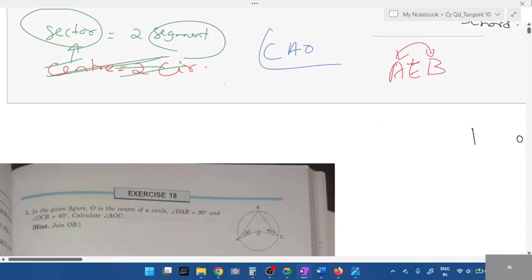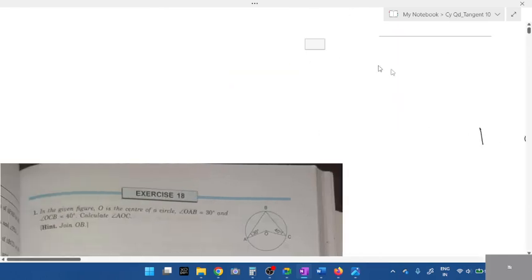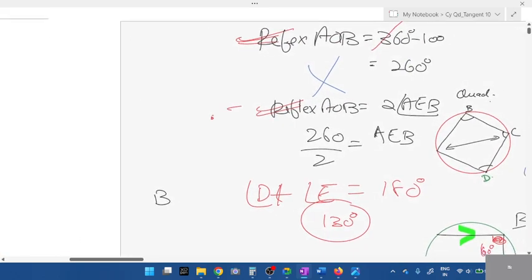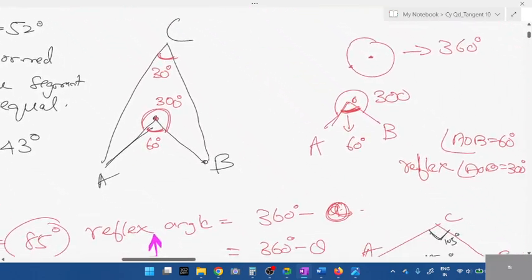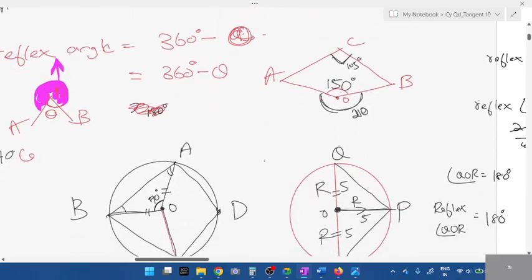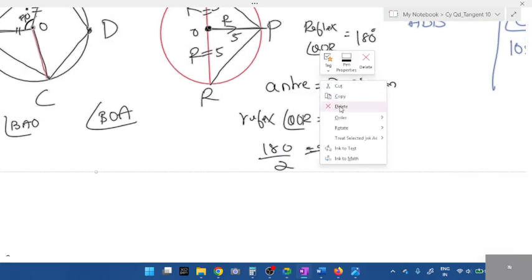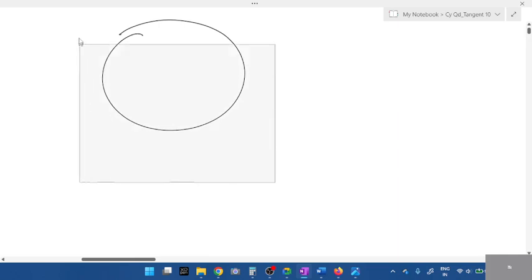Not extra student. No, no, it's not like that. I'll tell you. Only the theorems are mandatory. Theorems you'll have to write. That one I'll tell you how to convert it. See, that is the easiest way to solve a question, right? Center is equal to twice the circumference. I'll explain everything.